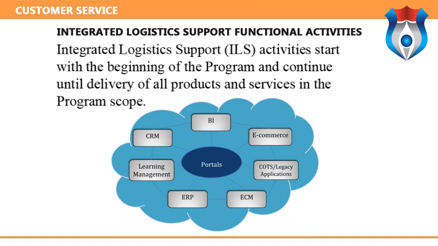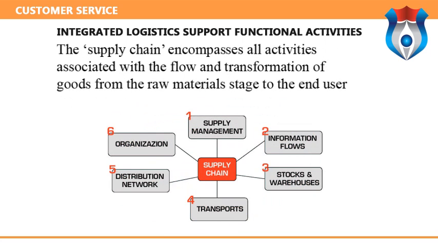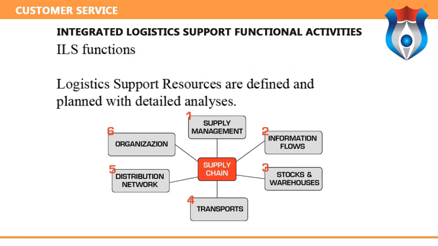These activities ensure that the product will be supported in a cost-effective way throughout its life cycle by integrating customer requirements given in contracts into the design and development phase of the product. Supply chain. The supply chain encompasses all activities associated with the flow and transformation of goods from the raw material stage to the end user.